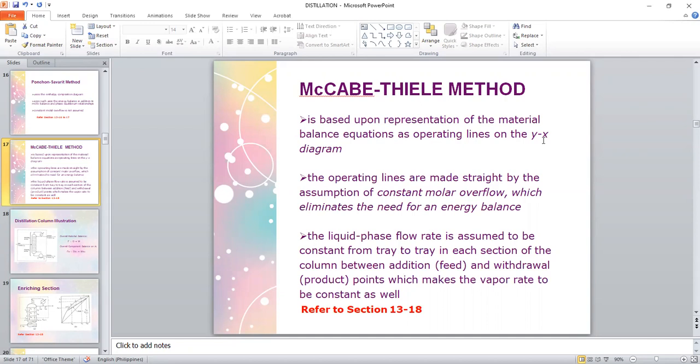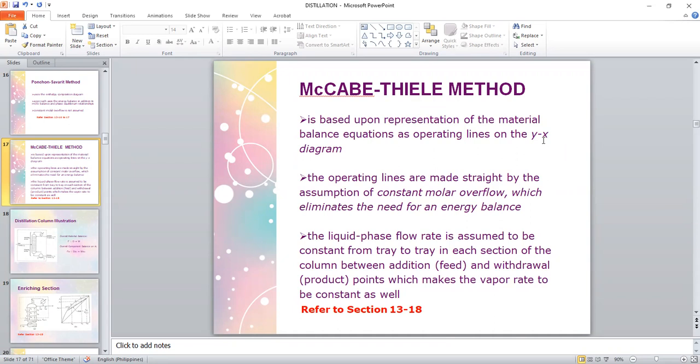If you're going to resort to the graphical approach in solving a problem in distillation, it is important that you have this X and Y table or this X and Y data. That way, if it's not benzene and toluene that is given to you, you can plot it. But if it's benzene and toluene, there's no need for you to plot because, as I've said, it is already provided in our general reference books, both Perry's and McCabe.